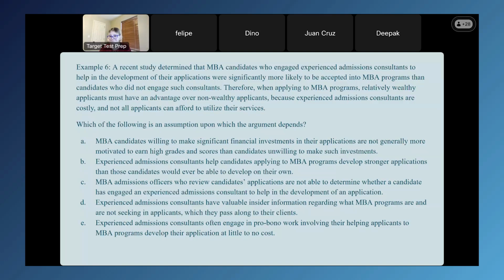Yep. How many hours a week did I study? Typically like 15 to 20.